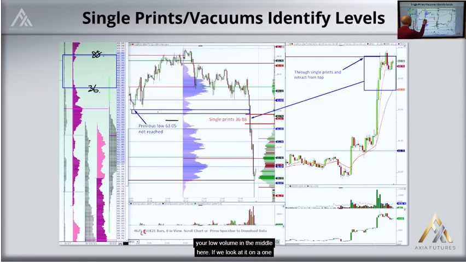There's your low volume in the middle here. And if we look at it on a 1 minute in terms of the move back through this zone, this is what identifies those reference points, or identifies the high of this move.